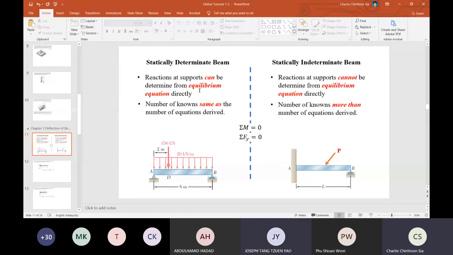However, for a statically indeterminate beam, the reactions at the supports cannot be determined directly from the equilibrium equations. Which means if you apply sum of moment equals 0 and sum of Fy equals 0, you won't be able to determine all the reactions. Why? Because if you look at the diagram on the left side, right?